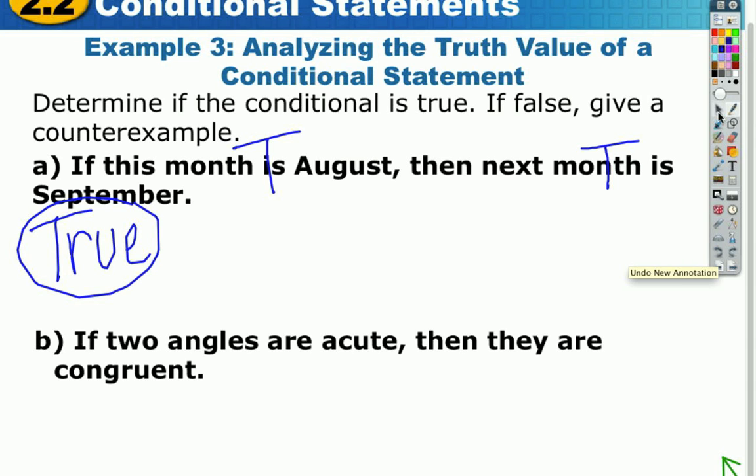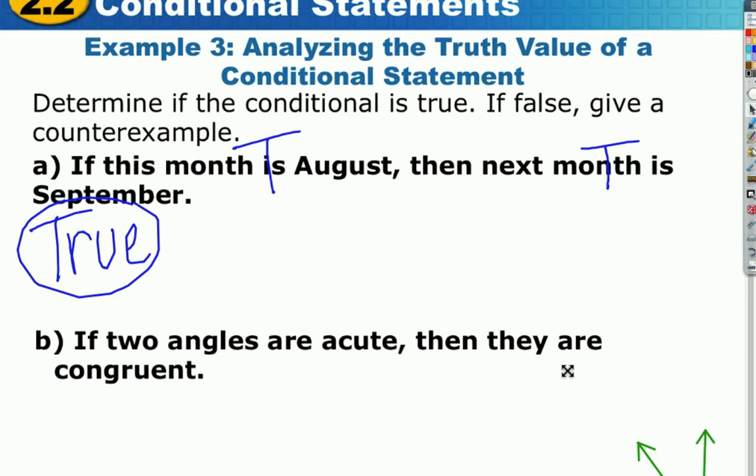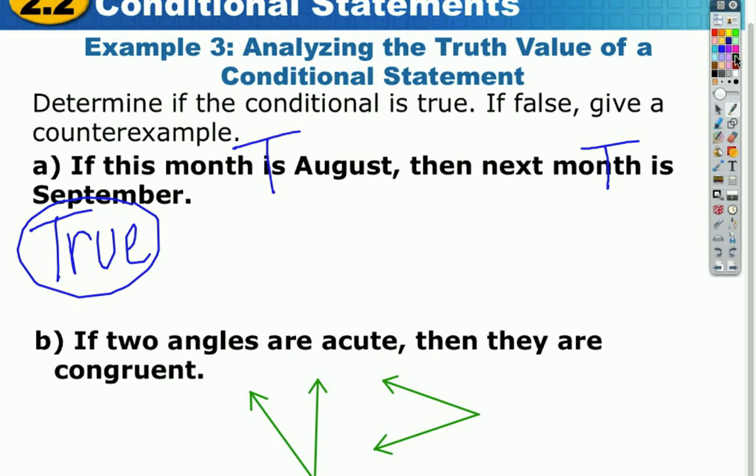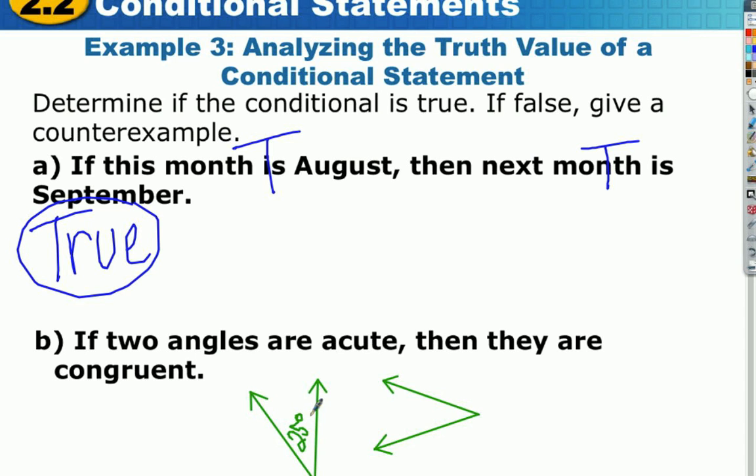So I'm going to show you my example that proves this to be true. So here's my example of this. And so I went and measured these, and that is 25 degrees, and that is 25 degrees. And those are two acute angles, and they are congruent. So that's a true statement.